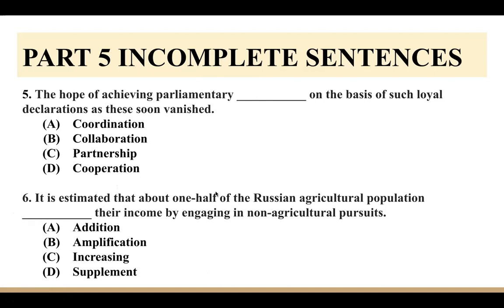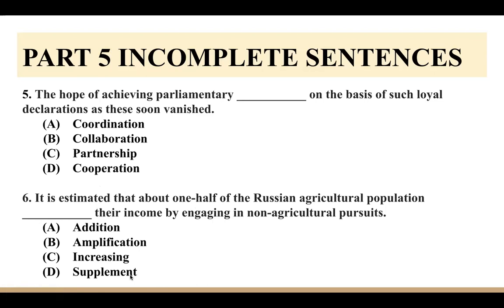their income by engaging in non-agricultural pursuit. A, addition. B, amplification. C, increasing, and then D, dot here, supplement. It is estimated, it is predicted that one half. So it's all about proportion here. Proportioned here, engaging non-agricultural pursuit. So the context here, we need the meaning of support, back up something. So the answer will go for D, dot here. Supplement meaning back up here.